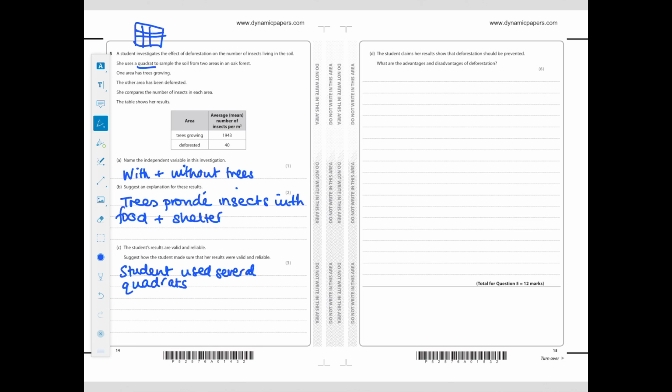And remember, when you're placing quadrats, because this is the bit where it's on about how valid it is, it needs to be a very well set up experiment. When you place quadrats, they must be placed randomly. So the student used several quadrats and placed them randomly. And then in order to make sure it is a fair test, you want to make sure you're sampling at the same time of the year, because it wouldn't be fair to do one sample in the winter and one in the summer.